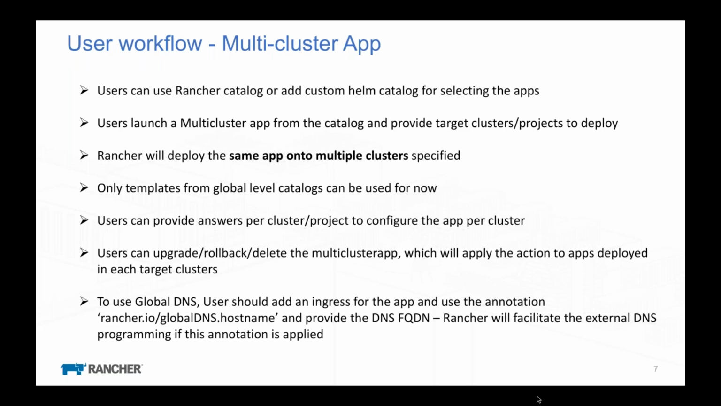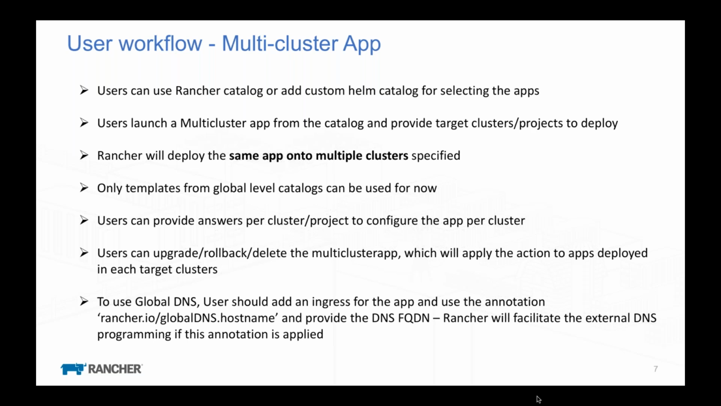Okay, moving on to the user workflow for multi-cluster app. How can they use the multi-cluster app feature? Users can use either the Rancher catalog, which is available, or they can add their own custom Helm catalog for selecting the application to be launched via multi-cluster app. They select an app from the catalog, provide target clusters, and within each cluster they have to select target projects. Projects is a Rancher concept used to deploy these applications. Rancher will deploy the same app onto multiple clusters that have been specified by the user.